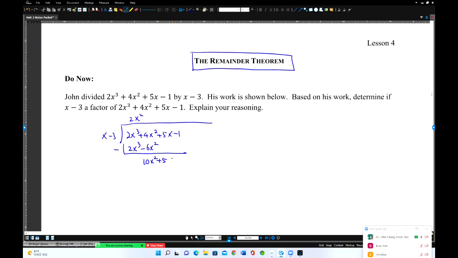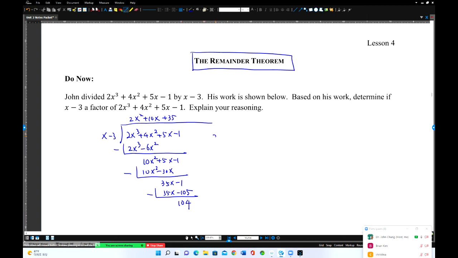Plus 5x and minus 1. So to eliminate 10x squared, we multiply x by 10x, okay? So that is 10x squared minus 30x. When you subtract over here, that is 35x and minus 1. We still have degree 1. We continue, times 35. That is 35x and minus 105. When you subtract over here, 104. That is now degree 0. That is our final remainder.